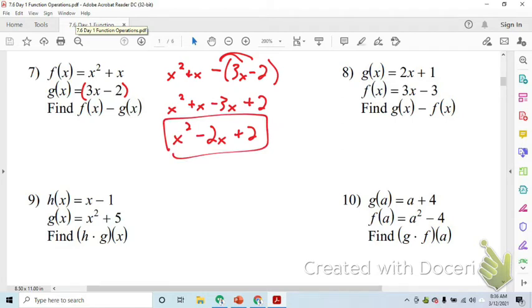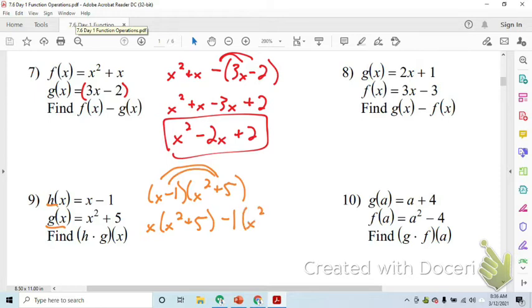That's it. Done. Then down to number 9, we have a multiplication problem, which means we take h times g. So we're going to have x minus 1 times x squared plus 5. So this is just double distribution here. So x times all this, x squared plus 5, and then minus 1 times all this, x squared plus 5. So this would be x to the third plus 5x minus x squared, and then minus 5.